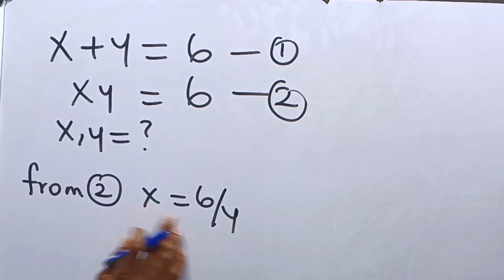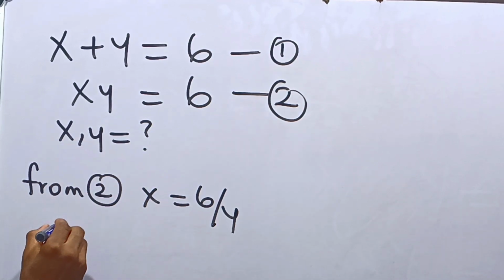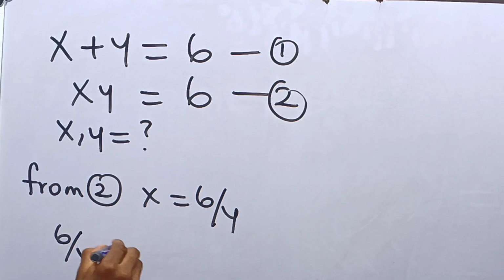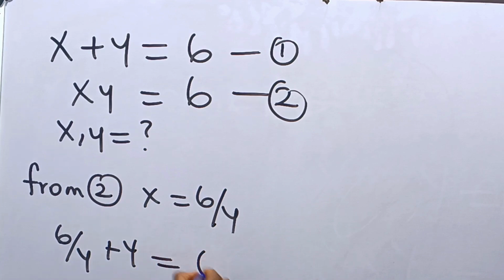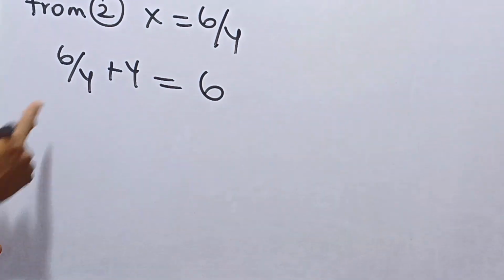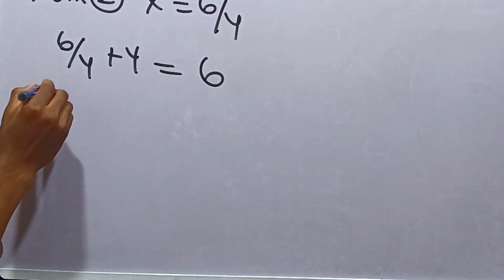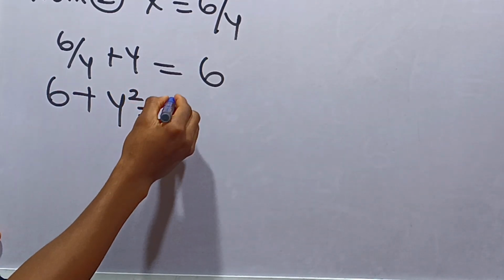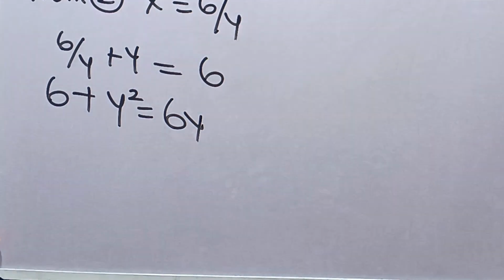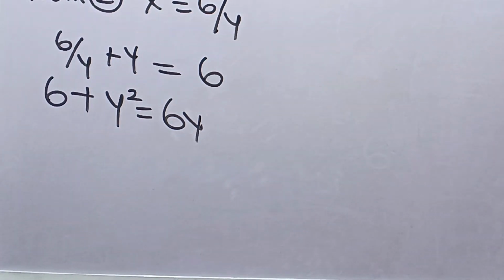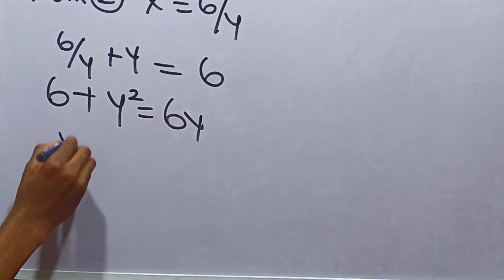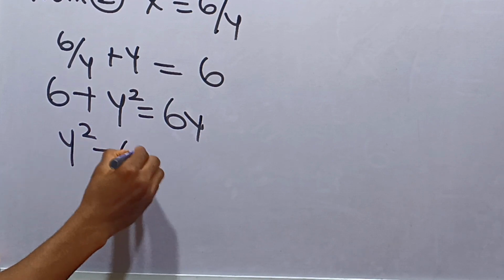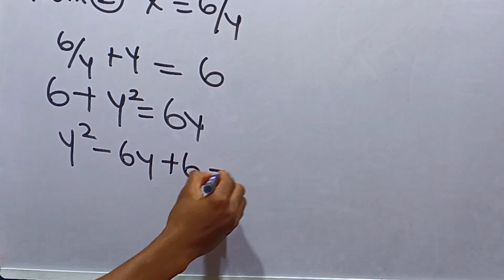So substituting x as 6 over y in equation 1, we have 6 over y plus y is equal to 6. Now let's multiply each term here by y. We have y times 6 over y is 6, plus y times y is y squared, to be equal to 6 times y, which is 6y. Now, next thing we can collect this to the left hand side. So we have that y squared minus 6y plus 6 is equal to 0.